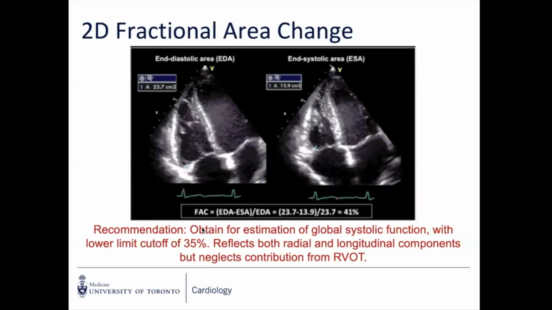So this reflects more of our radial and longitudinal components, but because it doesn't include contribution of EF from the RVOT, it's not as good of a measure as perhaps RVEF that might be acquired by MRI, but it does correlate reasonably well.